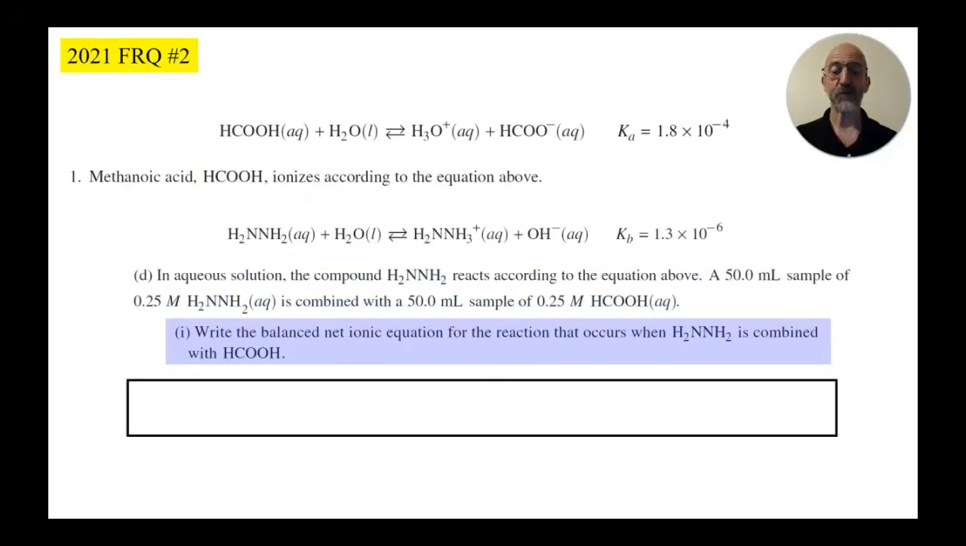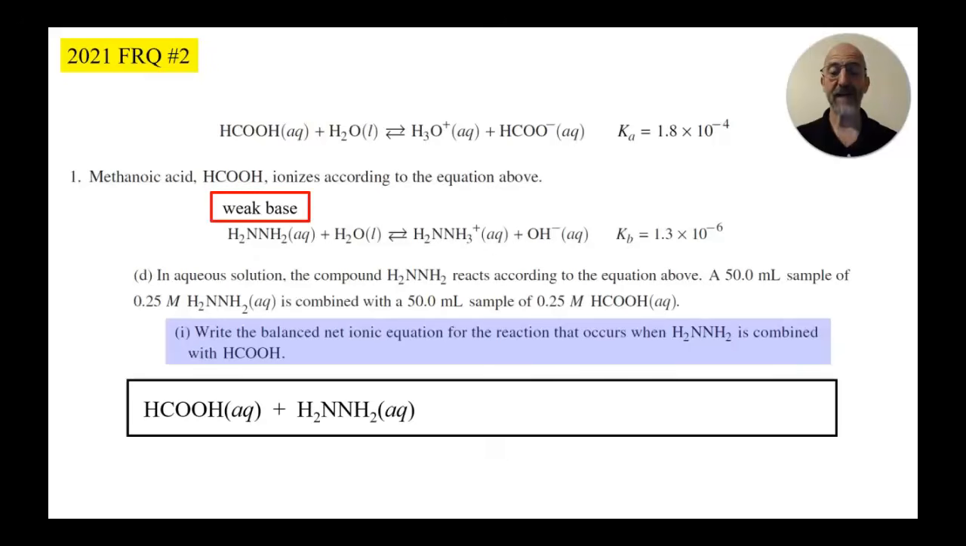In this one, we have to write the balanced net ionic equation for the reaction that occurs between H2NNH2, which is known as hydrazine, and then we have HCOOH, which is known as methanoic acid. Now, this question, which was from the 2021 AP Chemistry exam, involves a weak acid and a weak base.